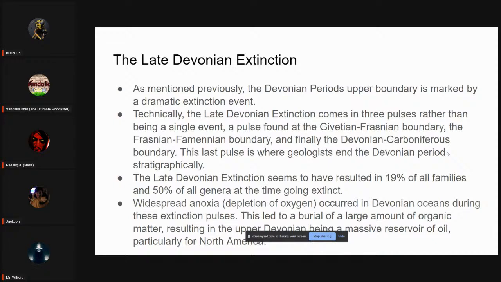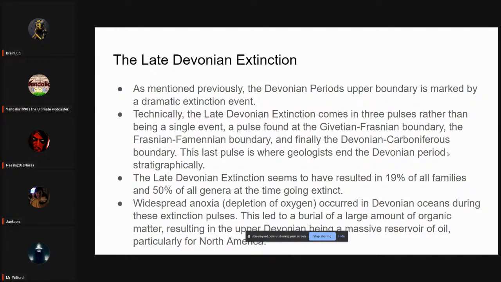Yep. I think another reason why it was the smallest of the big five is because there wasn't a lot of life that had developed on land yet. It was still in its infancy when it got kicked while it was down. Yeah, that is actually a good point.